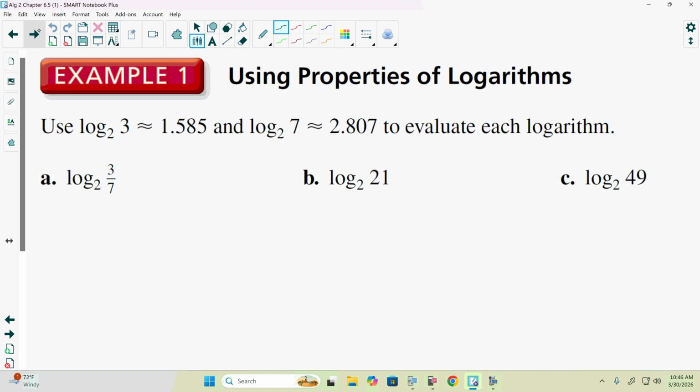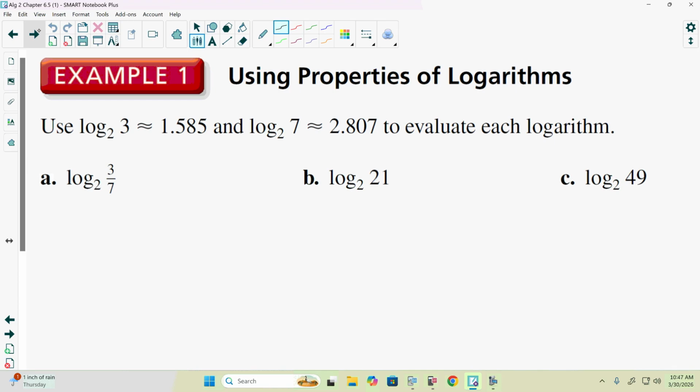Quotient property says if we have two things being divided inside of a logarithm, we can rewrite it as a difference of two logarithms. And our power property says if there's an exponent, we can move it to the front. And we're going to use those properties to approximate the value of each one of these here.